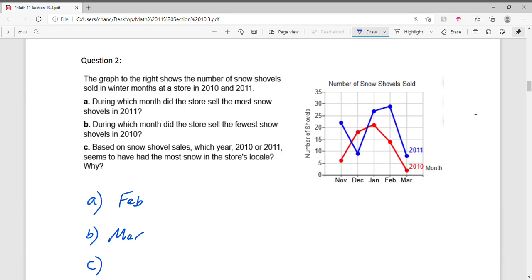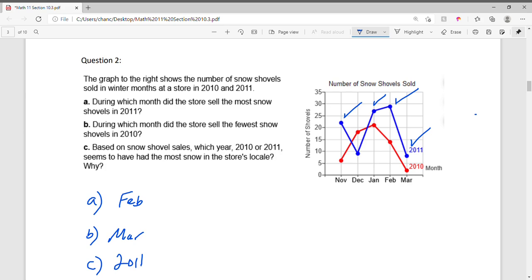Part C, based on snow shovel sales, which year, 2010 or 2011, seems to have had the most snow in the store's locale, and why? If I look at the chart, notice that in 2011 we have 4 out of 5 months having higher snow shovel sales. That tells me that in 2011 we had more snow because 4 out of the 5 months had higher sales.